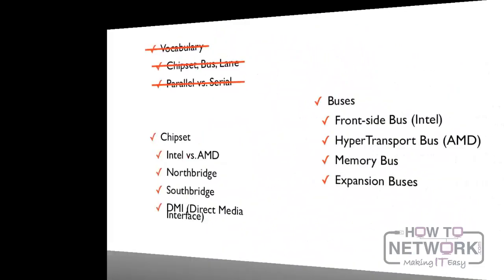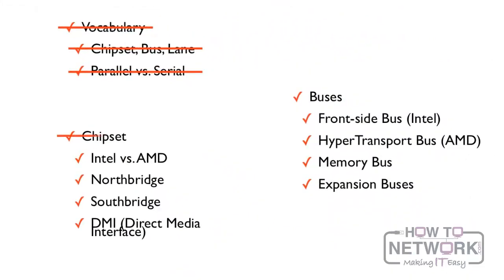So now we've talked about the chipset. We've talked about Intel versus AMD, our two main competitors and manufacturers. The North Bridge, again, responsible for RAM communication and high graphics, and the South Bridge, which is everything else, and the DMI, direct media interface, which connects the two together. So let's get into buses.